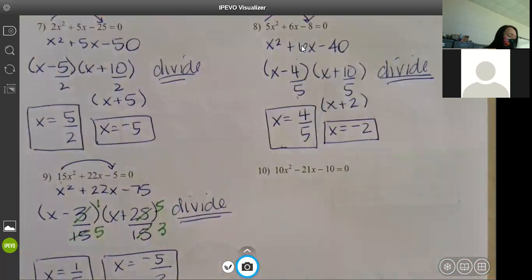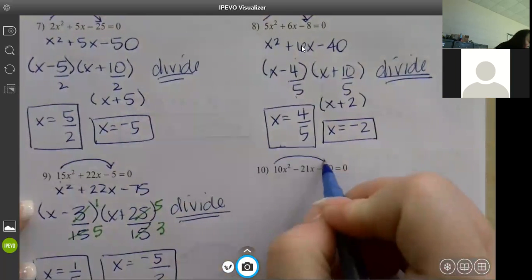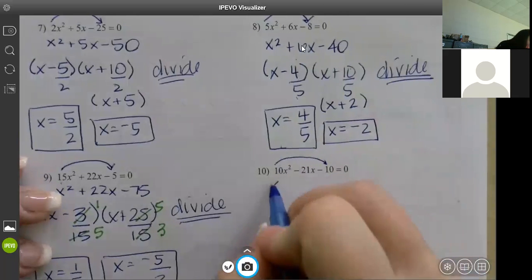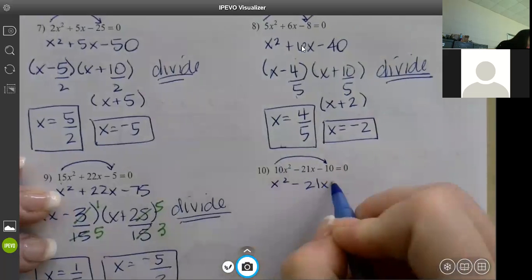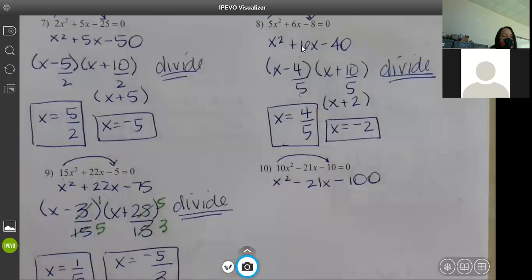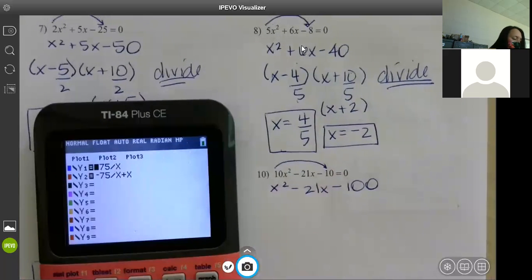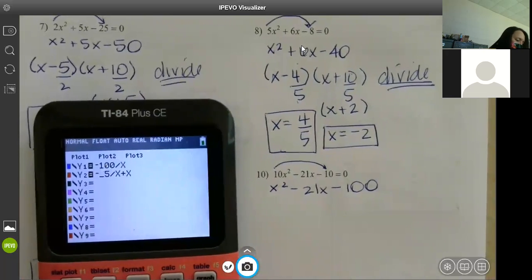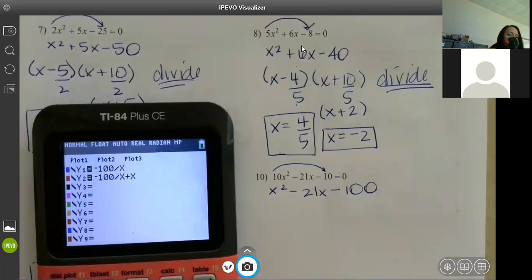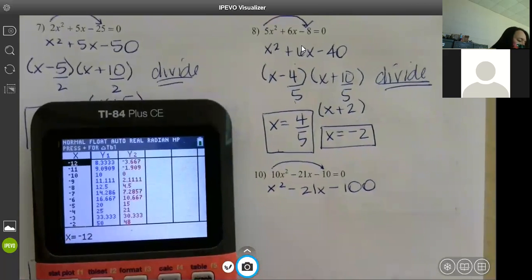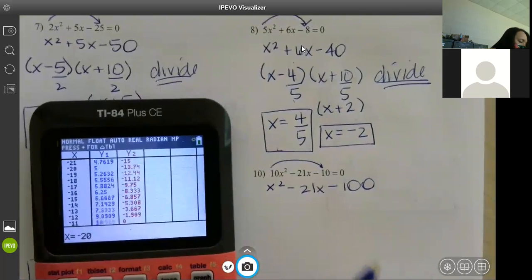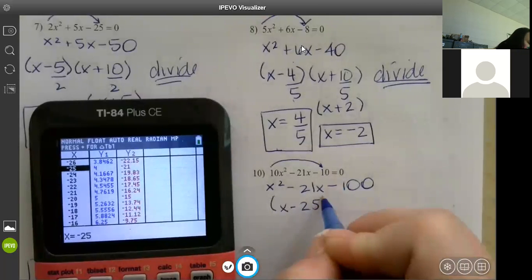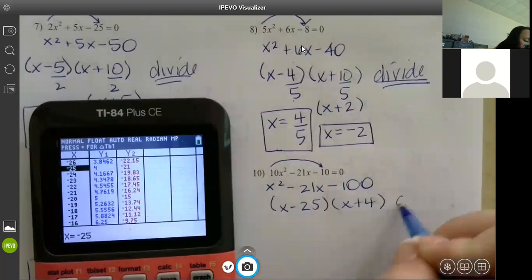All right, next one. Factors of 10 are 2 and 5, 21 is 7 and 3. There's no GCF in that. So we're going to move it over. X squared minus 21x. 10 times 10 is minus 100. You can find factors of negative 100 that add to negative 21. I have negative 3, negative 8, negative 15. Should be close right there. Negative 25 and positive 4.